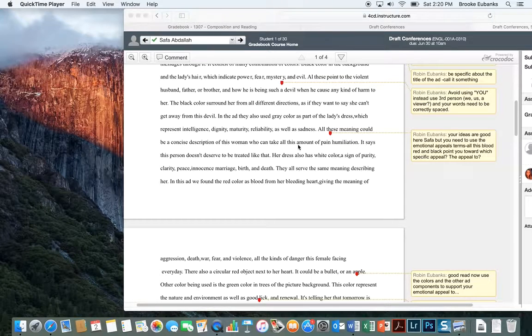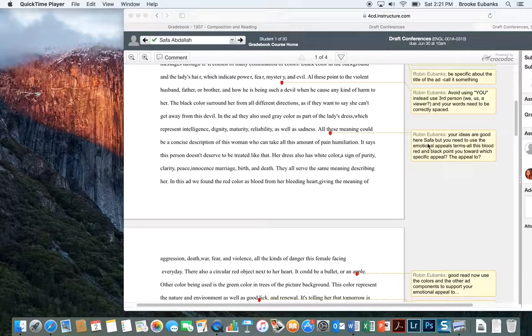And then we have this interesting part where this writer starts to talk about the color black and how it is imposing itself on the woman in the ad from all directions, as if they want to say she can't get away from this devil. "In the ad, there's also the gray color of the dress, which represents intelligence and dignity, reliability, as well as sadness. All of these meanings could be a description for this woman who can take all this pain and humiliation."